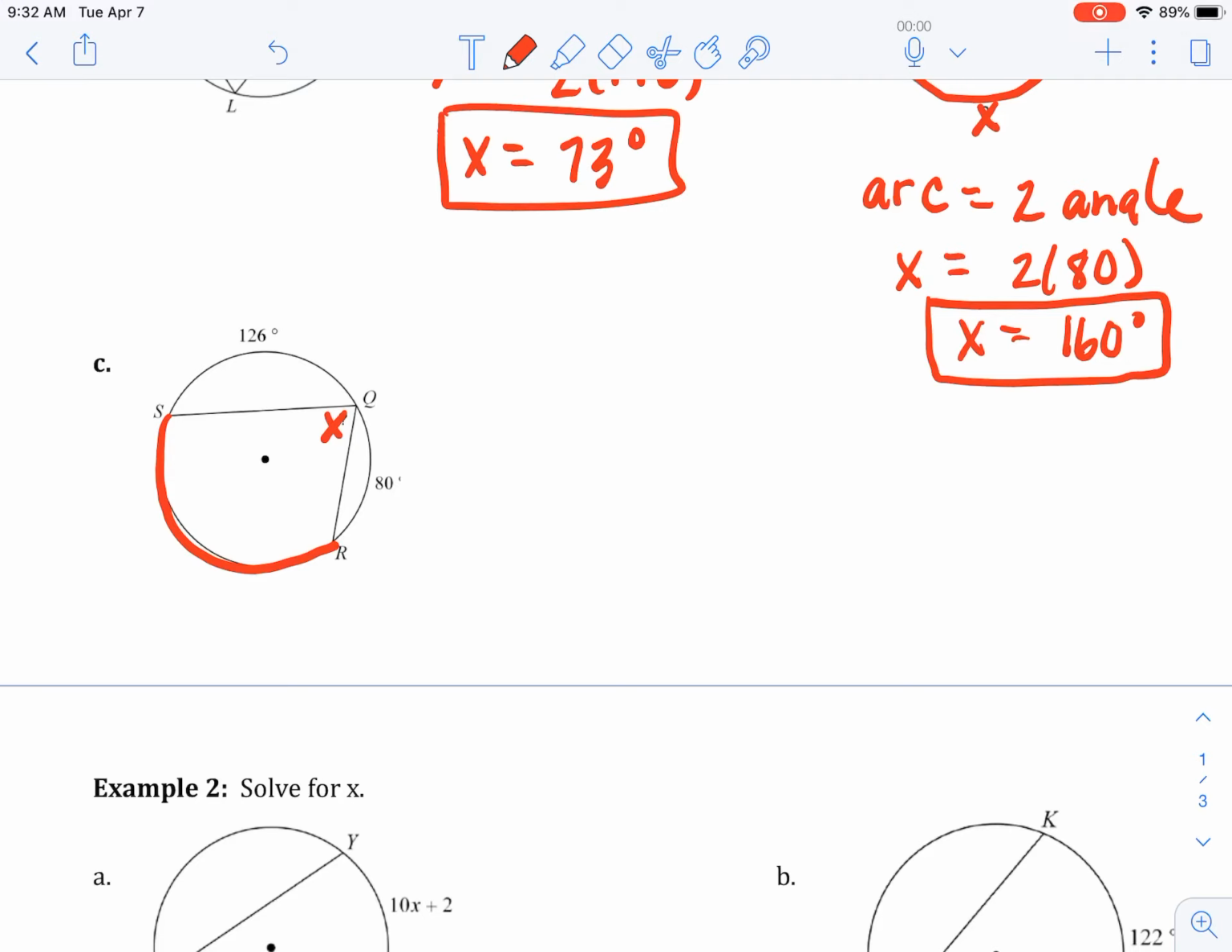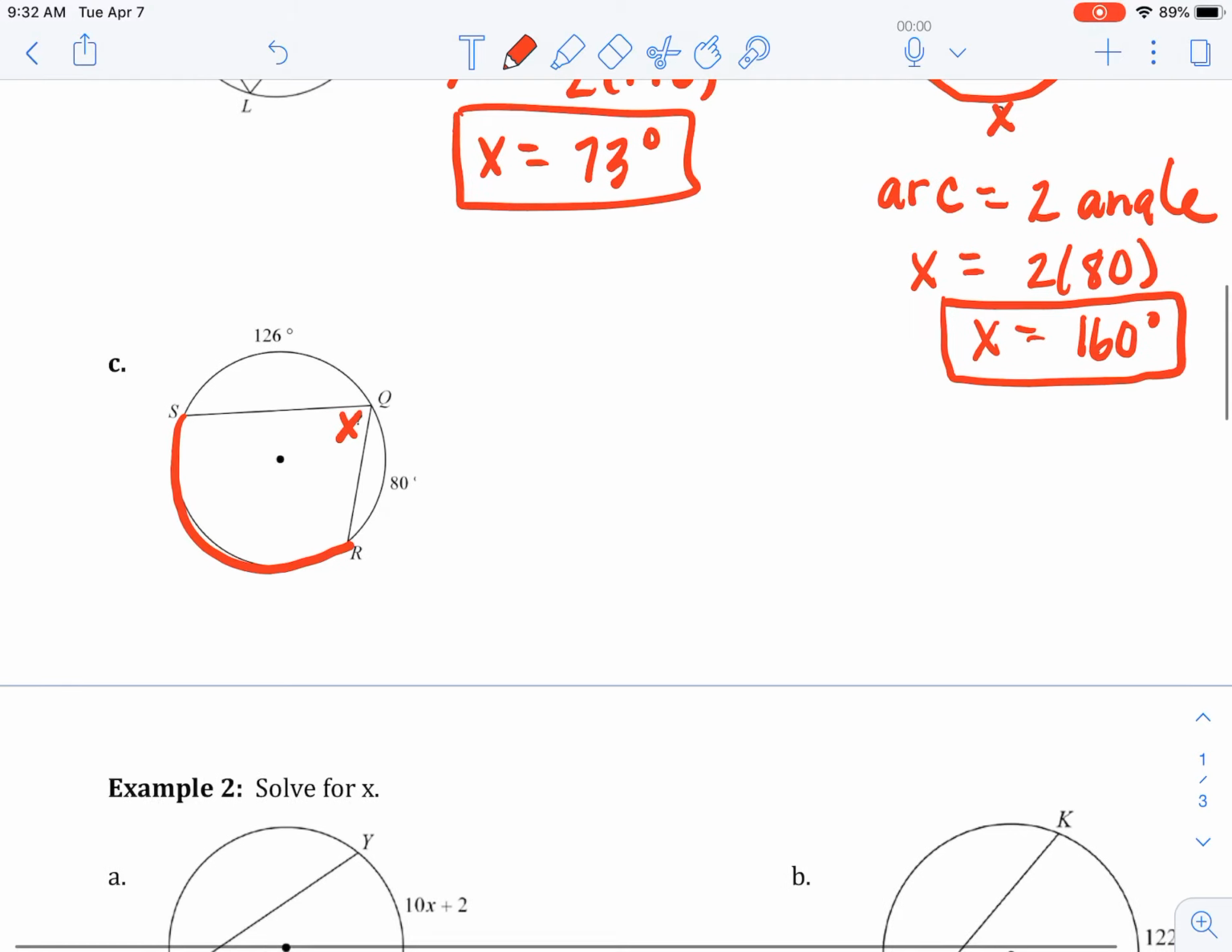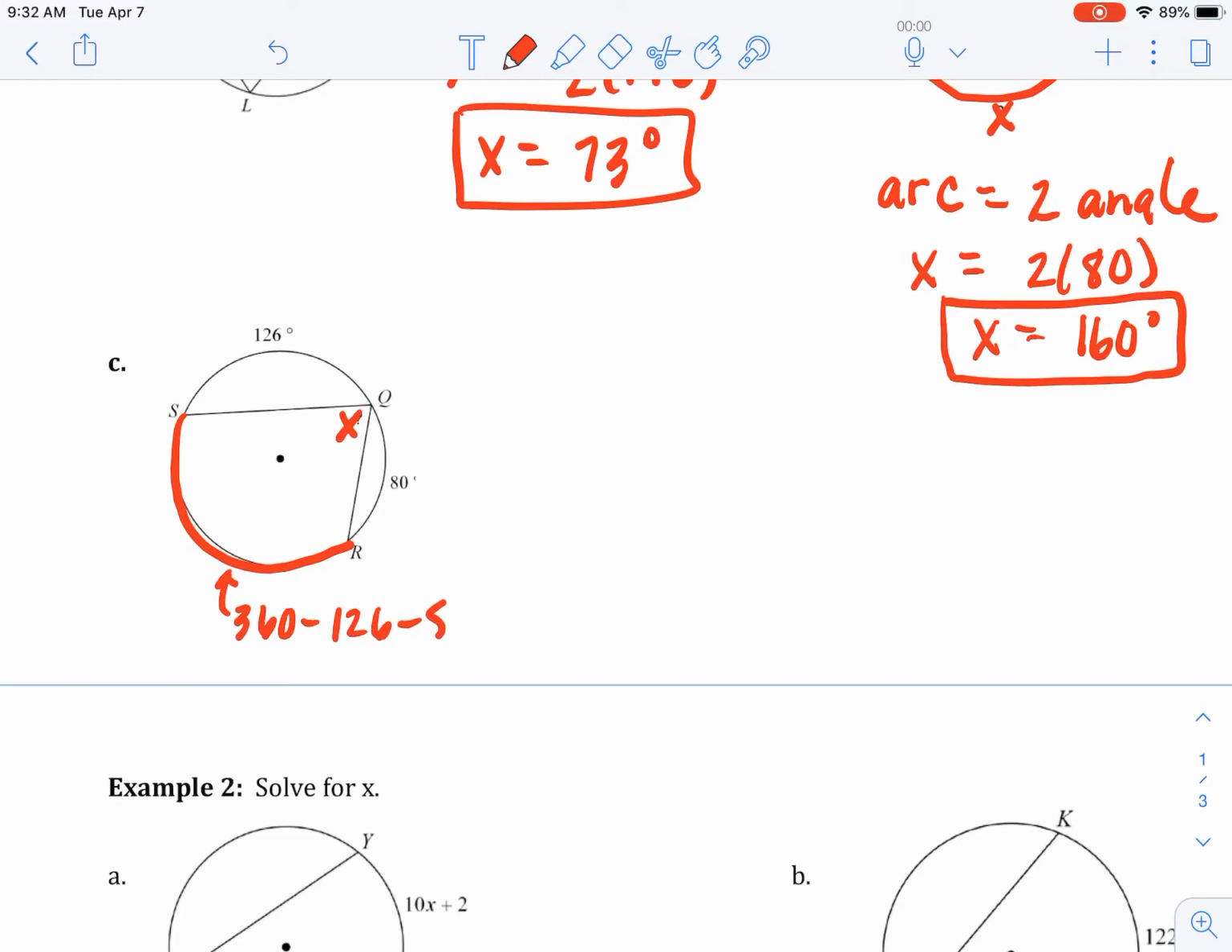Well, if you look at the circle, there's 126 on the edge, there's an 80. Well, the only piece that's missing then is this red piece. And I know a full circle adds to 360. So 360 minus the 126 minus the 80 will give me 154. So I know that red arc that I highlighted is actually 154 degrees.